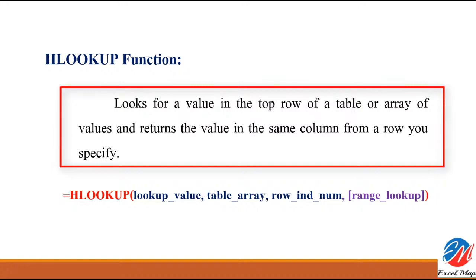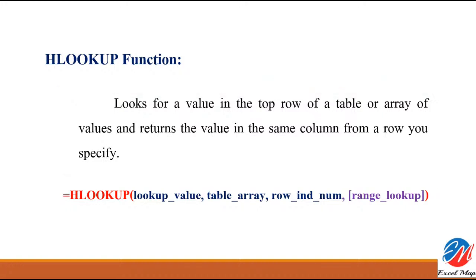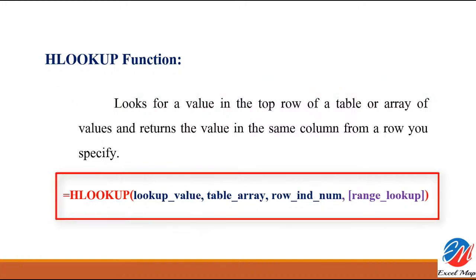We'll see the syntax of HLOOKUP. See here: equals HLOOKUP, lookup value, comma, table array, comma, row index number, comma, range lookup. There are 4 arguments. Of those, 3 are required and 1, range lookup, is optional, which is why we place it inside the square brackets. So we take lookup value, table array, row index number and range lookup.